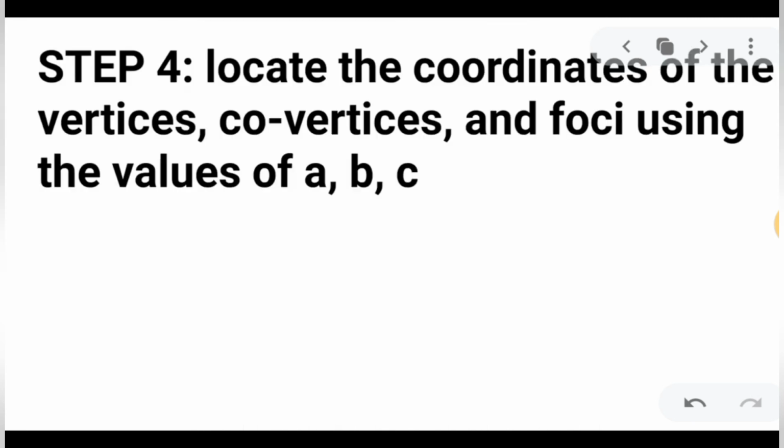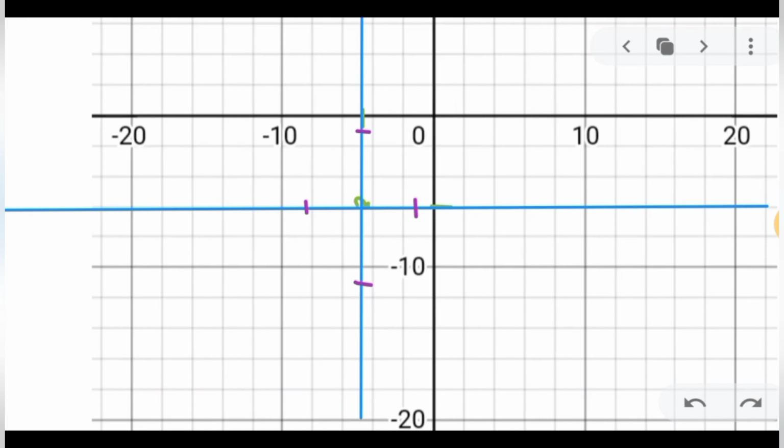Now, we can already plot the vertices, co-vertices, and foci. So, we will plot first the vertices at 4.9 here, since that is on the y-axis. So that is 2, 4, here, 4.9, not yet 5. And then the co-vertices at 4.47. Then we will draw the foci on the y-axis since the foci and vertices are always on the major axis. So the foci is 2. So here it is, since per block is 2 units. So this is your foci.